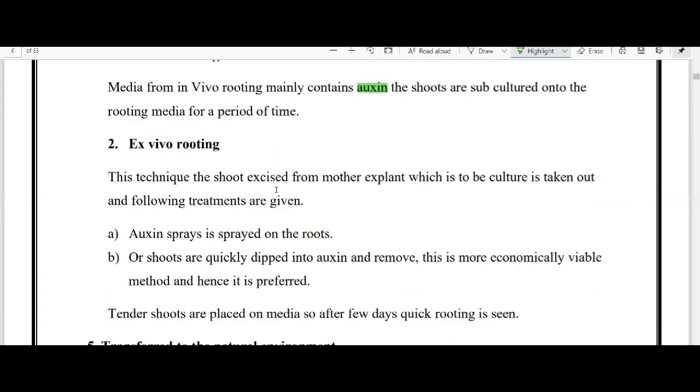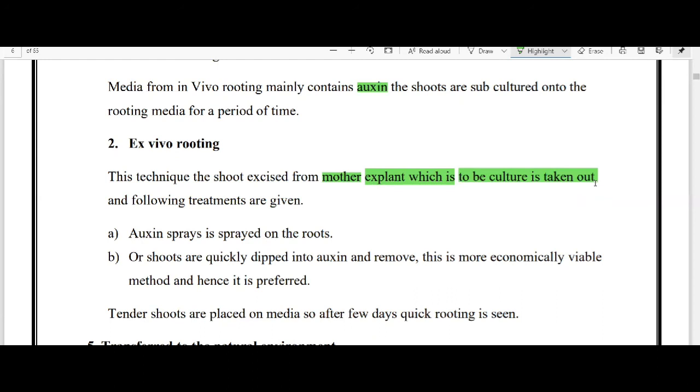Or ex vivo rooting. In this technique, the shoots excised from the mother plant, which is to be cultured, are taken out. So shoots are taken out, and the following treatments are given to these shoots. So this is ex vivo. We are taking our plantlet from our culture media or nutrient media and then giving them the treatments. The treatments are as follows.